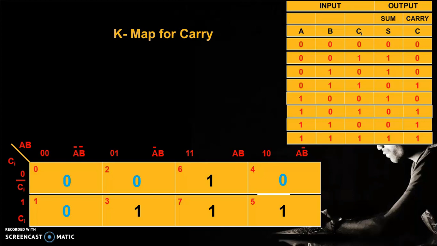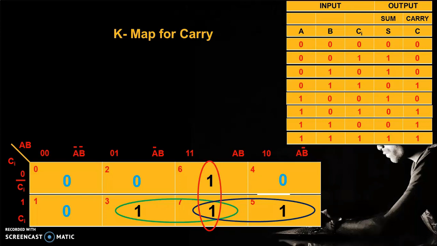We can see that a quad is not possible, but we can go for pairs. So this first pair is possible. Then with overlapping, we have a second pair, and one vertical pair is also possible. So we have a total of 3 pairs.